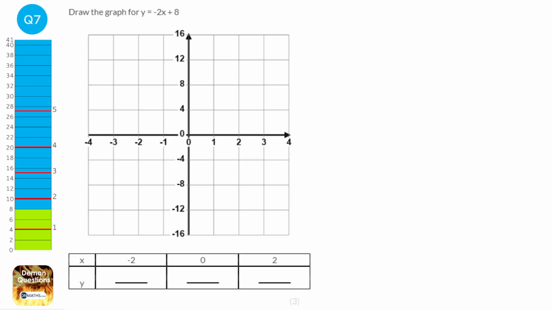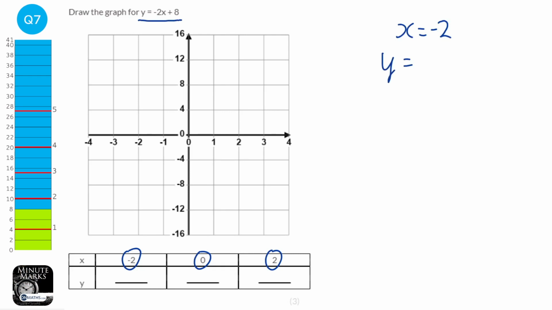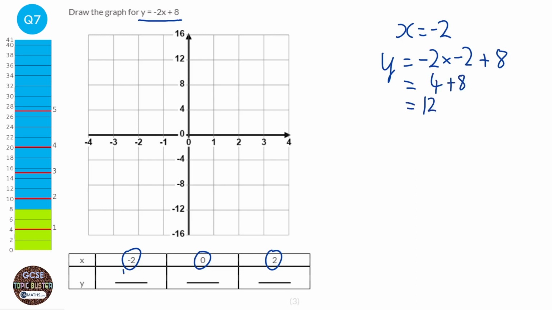So to draw this straight line graph, what we're going to do is just pick 3 x coordinates, which is -2, 0 and 2. So I'm going to start off with -2. And I'm just going to substitute it into the equation we've got here. So y equals -2 times -2, because that's what we're putting in, plus 8. -2 times -2 is positive 4. So it's going to be 4 plus 8, which is going to be 12. So at -2, our graph is at 12, which will be here.